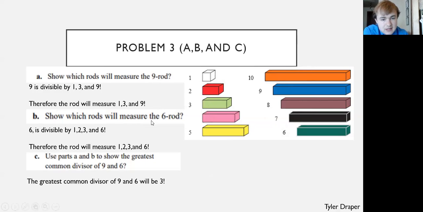Same goes for the next answer, for the measure of 6. So 1 of these times 6 will get a 6. 2 or 3 of the 2's will make 6. 2 of the 3's will make 6. And 1 of the 6 will make 6. It says use parts A and B to show the greatest common divisor. We see that we have our factors 1, 3, and 9, and 1, 2, 3, and 6. Which of these factors do they share that is the highest? Well, we see that it's 3. So our greatest common divisor of 9 and 6 will be 3.